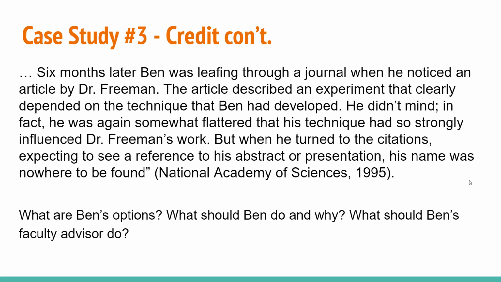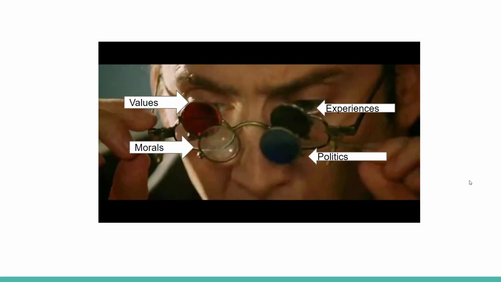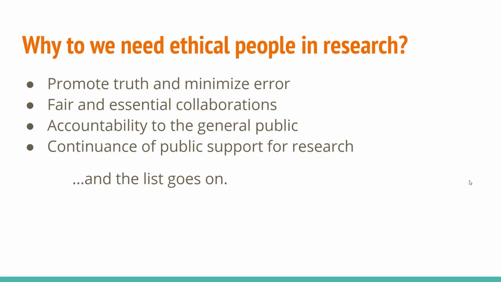These are different areas of the research process where ethics can come up. There are a thousand more areas, but keep in mind that we as individual researchers and scientists actually filter certain scenarios and situations through different filters, like our values, our morals, our experiences, and sometimes even our politics. So it's very much like the Ben Franklin glasses that Nicolas Cage found in National Treasure.